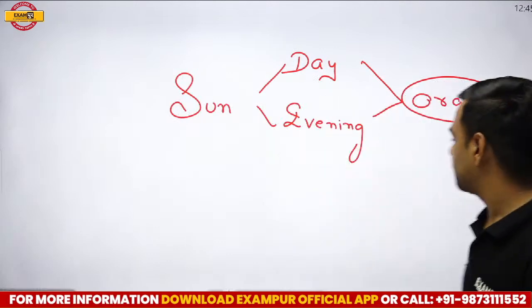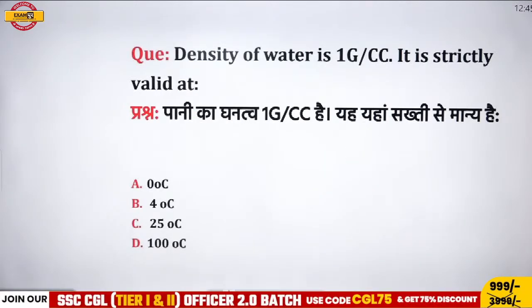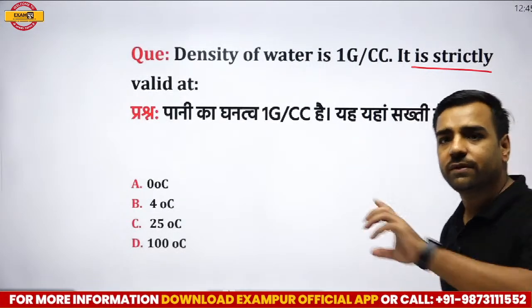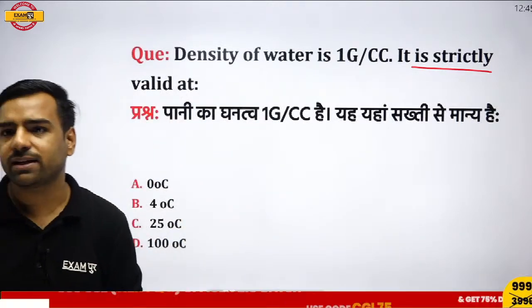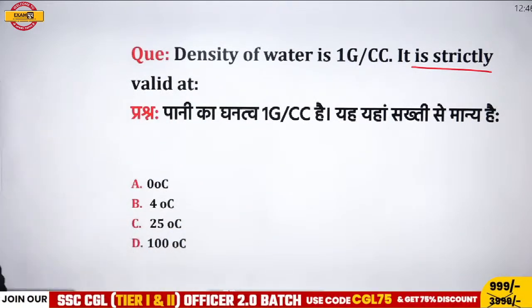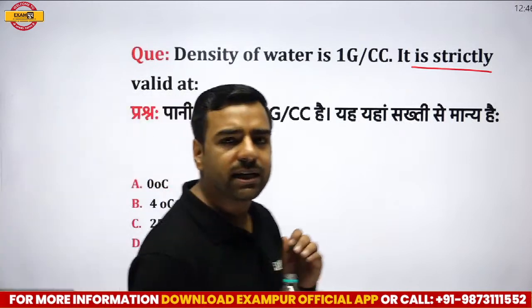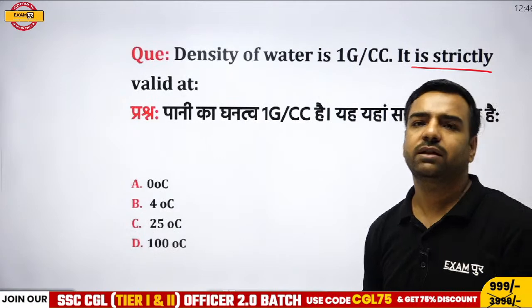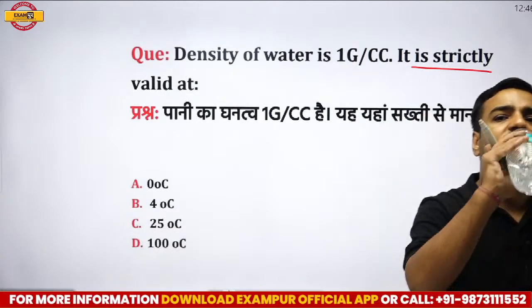Okay, so let's move forward now. The density of water is 1 gram per cc. We know that. But it is strictly valid at what temperature? We have just discussed this question 5 minutes before. So can you answer this part? My question is, the density of water, we know that it's 1 gram per cc, no doubt about that. But it is strictly valid at what temperature? Is it 0 degree centigrade, 4 degree centigrade, 25 or 100 degree centigrade? Remember that graph?